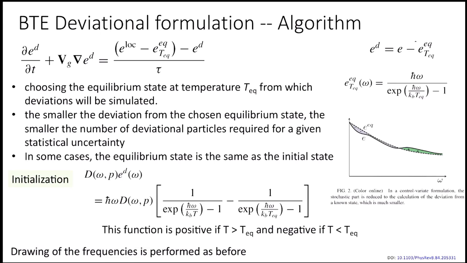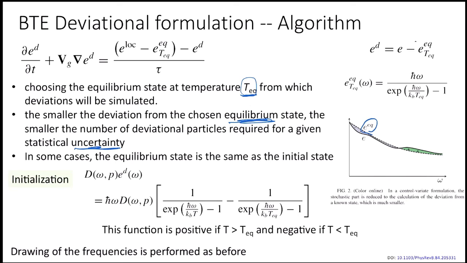So a few things about this part. Choosing the equilibrium state at temperature T equilibrium, from which the deviation will be simulated. We have to choose this T equilibrium part. As I said, we have to choose it to be constant, otherwise the source term would be introduced. And as you could already see, the closer we are to the equilibrium state, the better. The closer the approximation we make for the equilibrium state is to the final solution, the smaller the number of deviational particles required for a given statistical uncertainty. So basically, fewer particles would give you good statistical uncertainty.